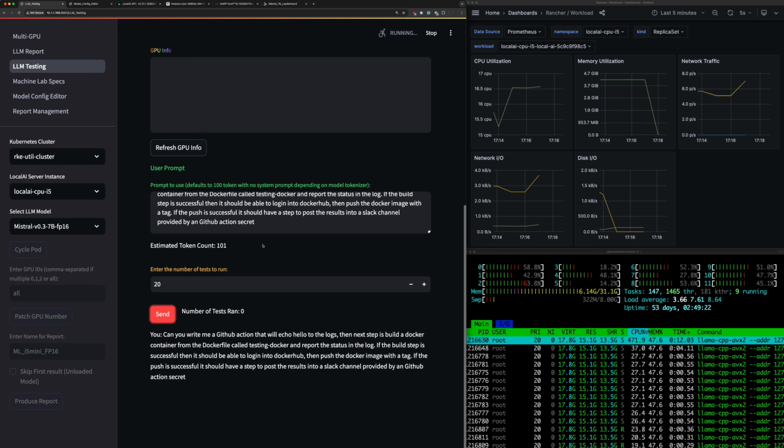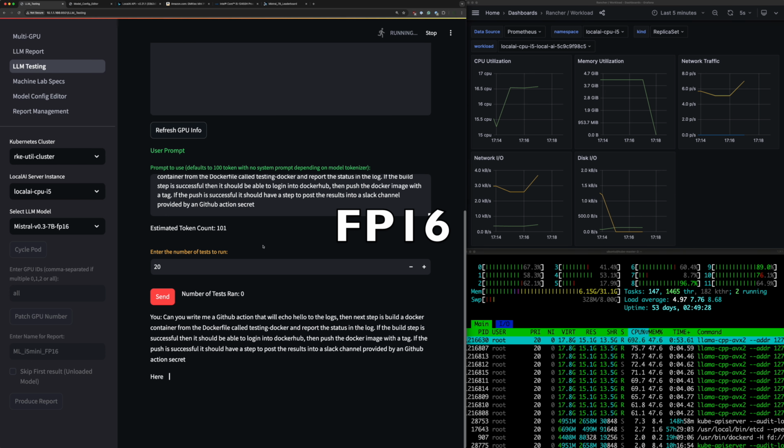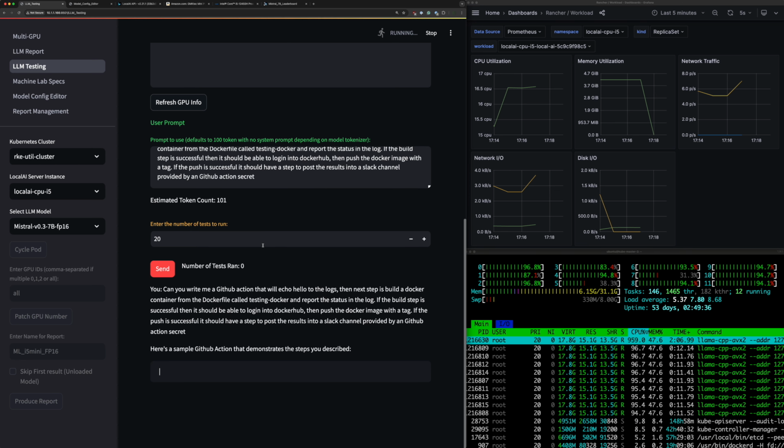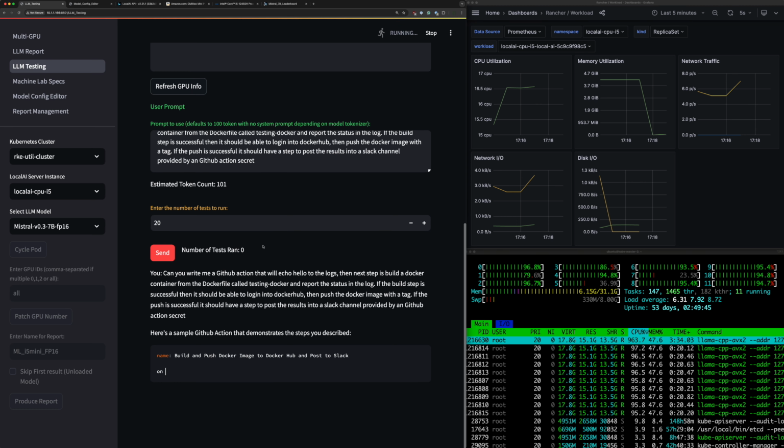Let's go ahead and get this all set back up for our final test, which is the FP16. And here it goes. So this will give you guys a good feeling of running the full FP16 of Mistral 0.3 7B on a little tiny mini computer.